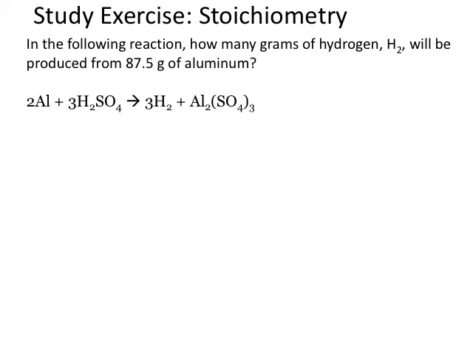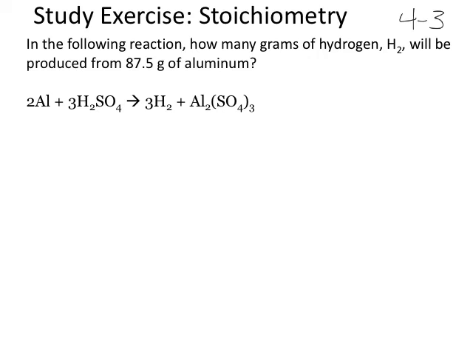Now we're doing stoichiometry. This is problem 4-3. Okay, so the key here is you have a balanced equation. And I always check to make sure my equation's balanced. Okay, we have 2 aluminum, 2 aluminum. We have 6 hydrogens, 6 hydrogens. We have 3 sulfurs, 3 sulfurs. We have 3 times 4 is 12 oxygens and 12 oxygens. So I'm like, okay, it's a balanced equation.